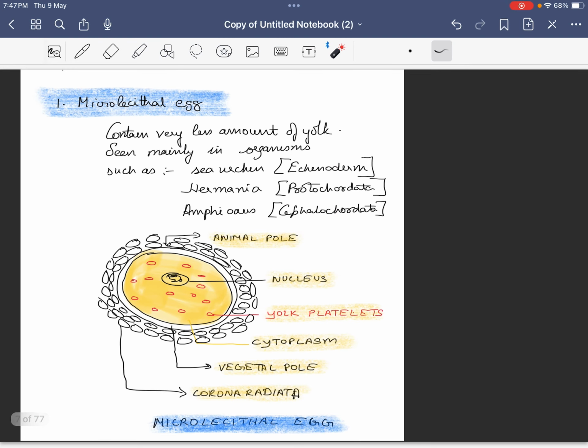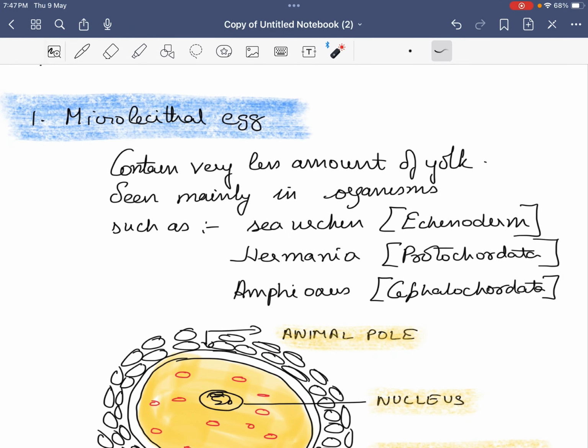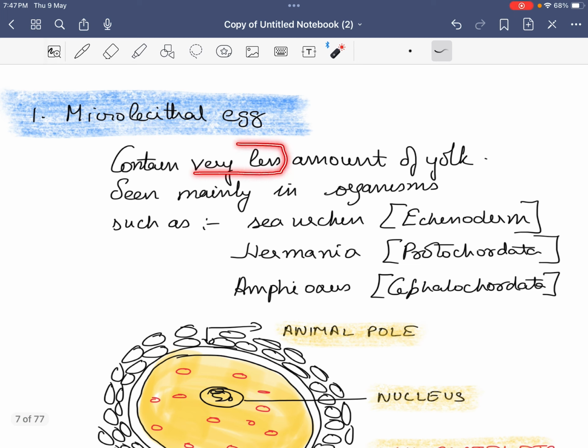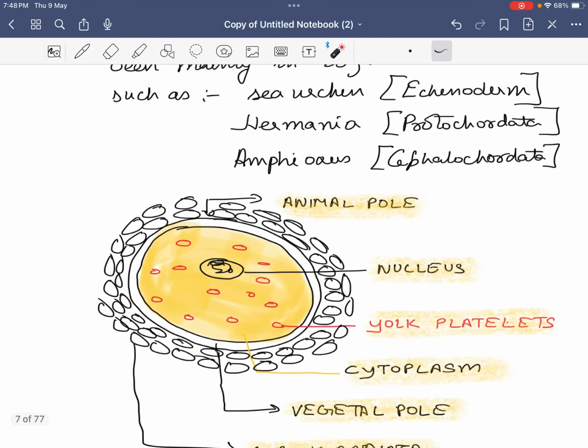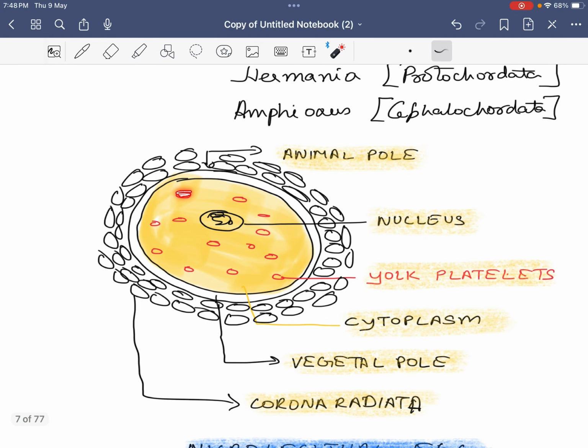Starting with the microlecithal, let's see. Microlecithal eggs contain a very small amount of yolk. Within the egg, very little yolk is present. These are mainly seen in animals such as sea urchin belonging to the phylum Echinodermata, Hermania belonging to the phylum Protochordata, and fishes belonging to Cephalochordata. In these organisms you see very little yolk, or you can say the yolk is distributed as tiny platelets as shown here.